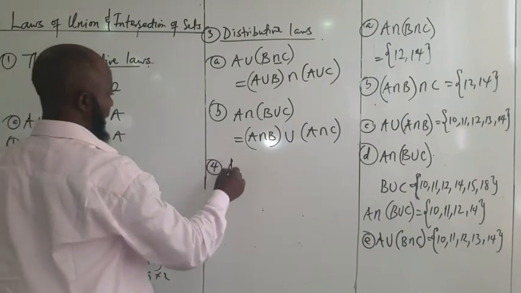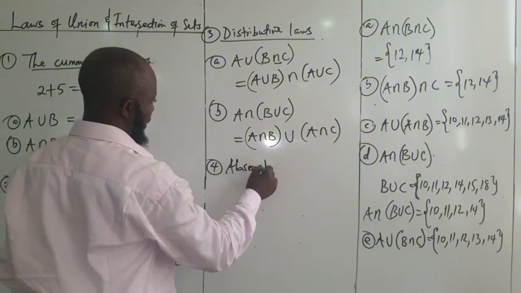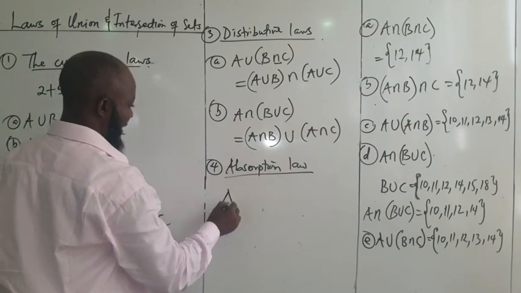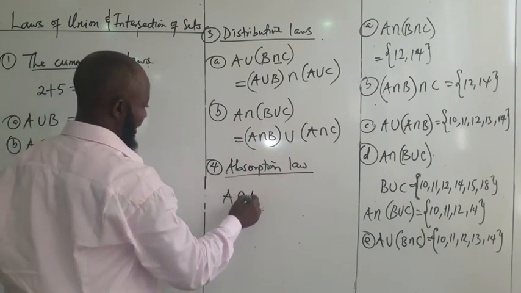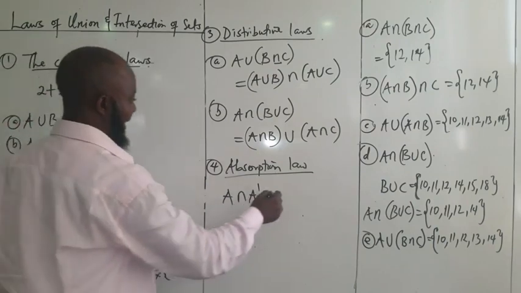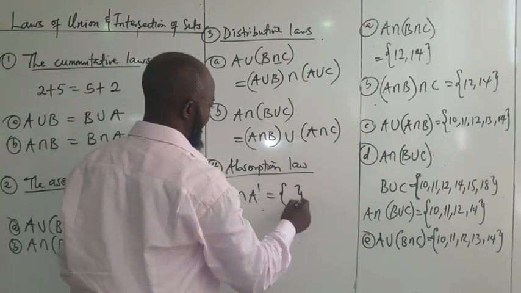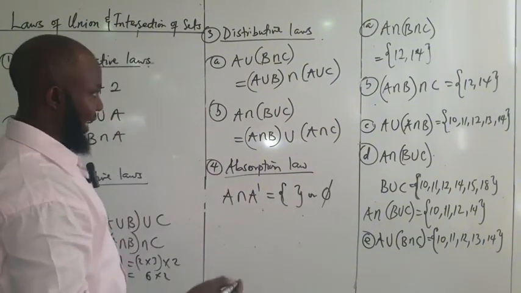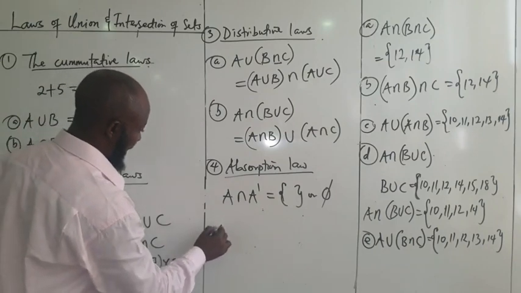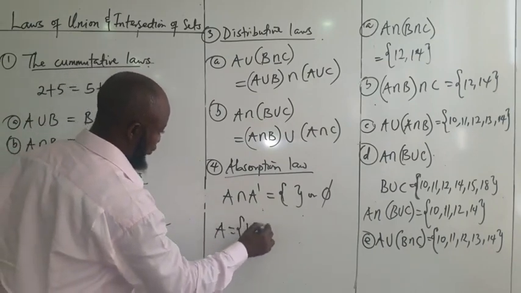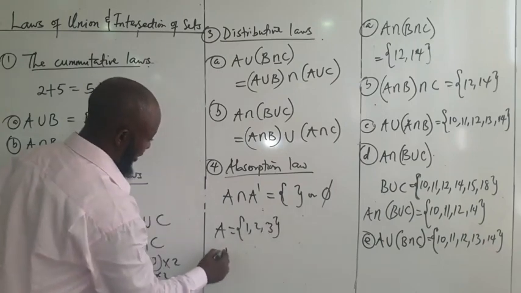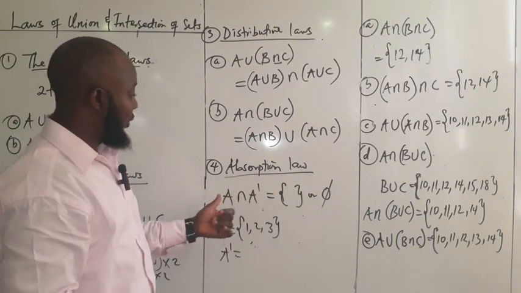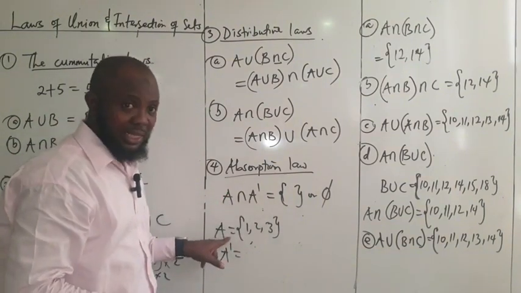Absorption law. Under the absorption law, you have A intersection A complement. So it's going to give us an empty set. So we don't have anything. There's no element, or you have this one. So let's look at an example. If A is 1, 2, 3, the complement of A is the elements you have in the universal set that are not in A.